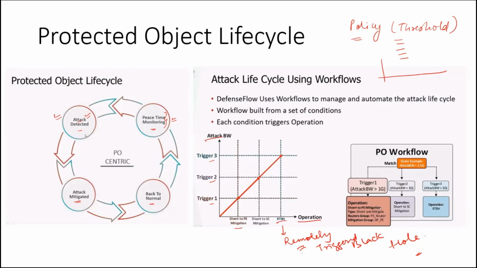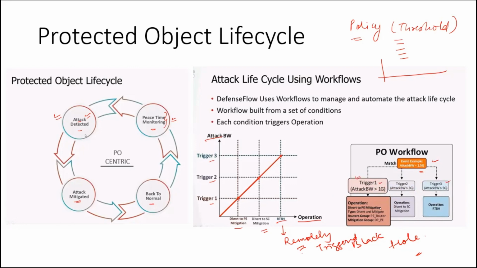Now, if you can see here, we have three triggers, and for all the three triggers, we have given the operations. Okay, this trigger, then this operation, this, then this. You see the example. Suppose the attack bandwidth is 1.5 G. Okay, and there is a trigger one: attack bandwidth is greater than 1 G. Trigger two is greater than 3 G, and then greater than 5 G. So if the traffic is coming and the attack bandwidth is 1.5 G, it means it's greater than 1 G. It comes under this category.